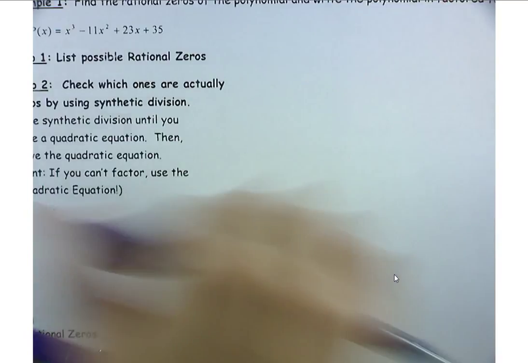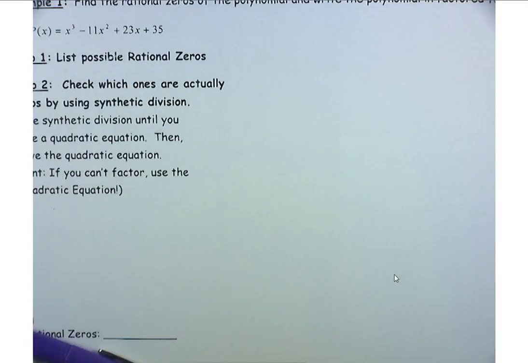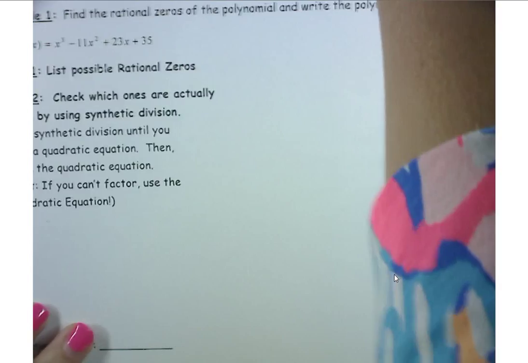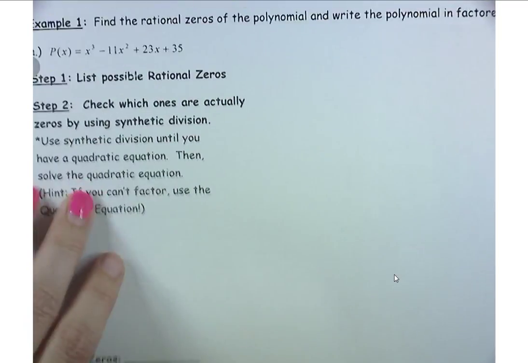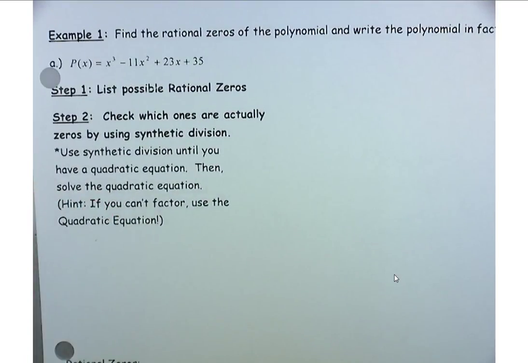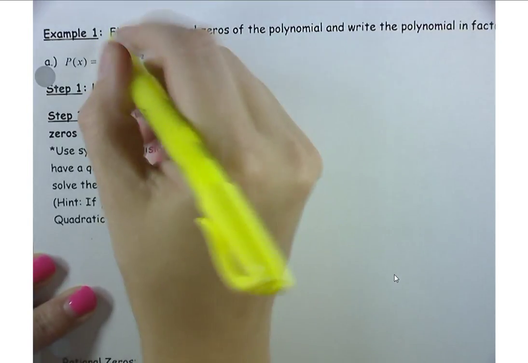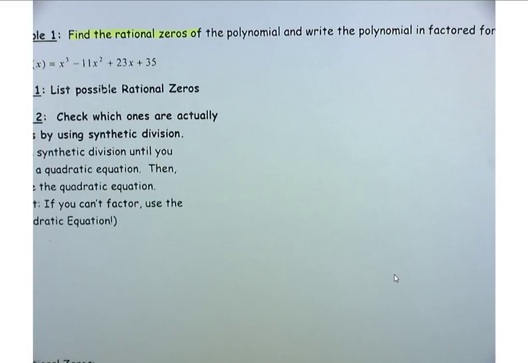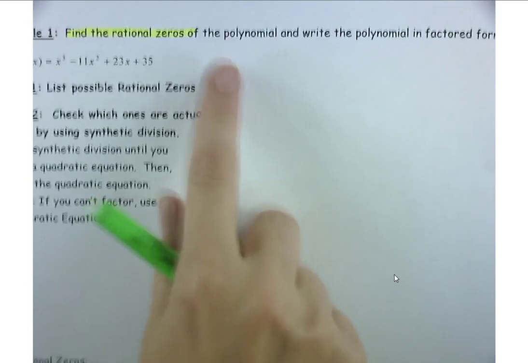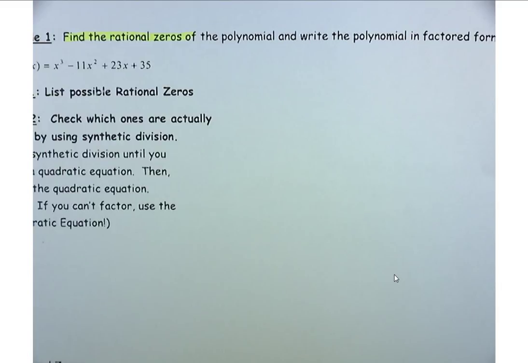All right, let's go ahead to example 1. So read over the example 1 directions. And then, Emily, tell me one thing that example 1 tells us to do. Okay, so we have to find the rational zeros. Okay, and then Jackie, what other thing is it asking us to do? That is what we're going to do, but what about in the directions? Write the polynomial in factored form.